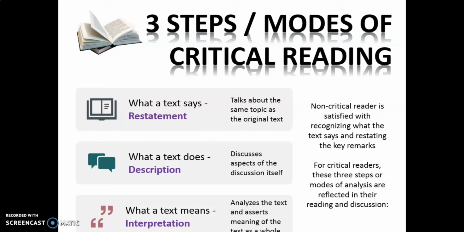They are not simply satisfied with reading and accepting what is written in the text. They will go beyond it. They will restate, describe, and interpret the text. Restate means talking about the same topic as the original text. Describe involves discussing aspects that are written by the author, and interpret involves analyzing the text and asserting the meaning of the text as a whole.